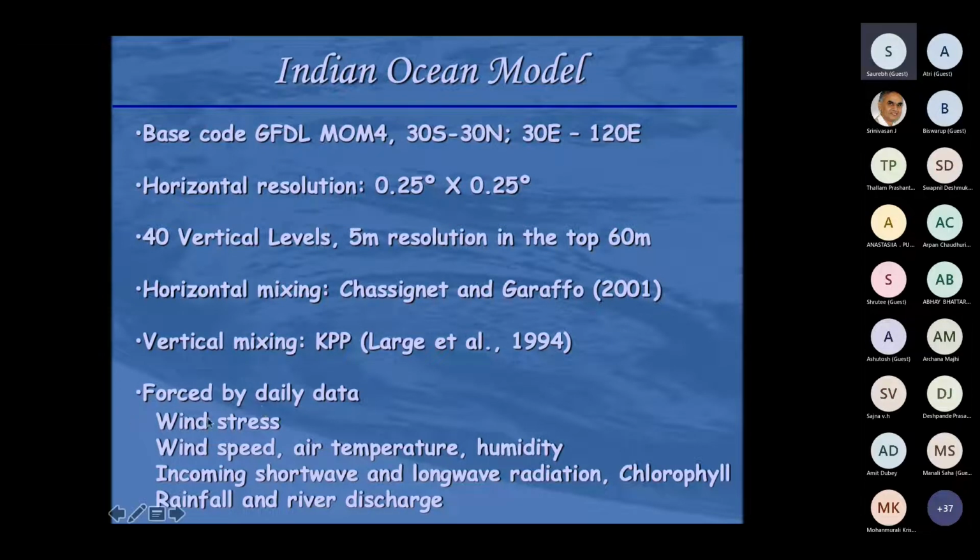Now, this model is forced by satellite data of wind stress and wind speed, and then other parameters coming from reanalysis systems like air temperature and humidity. Incoming shortwave and longwave radiation enters directly into the model, and it needs to calculate sensible and latent heat fluxes based on the other parameters like temperature and humidity. So it also has rainfall entering as a forcing, as well as river discharge.